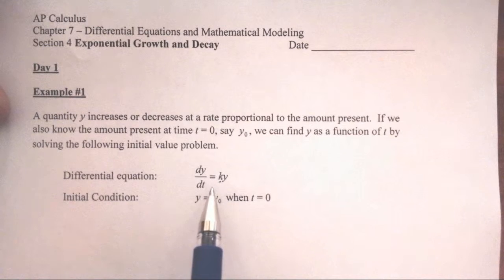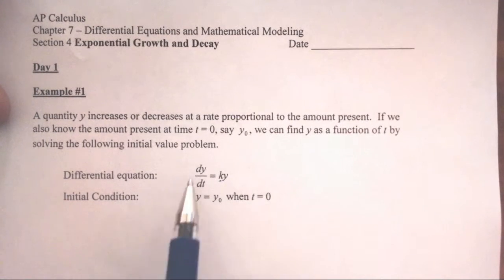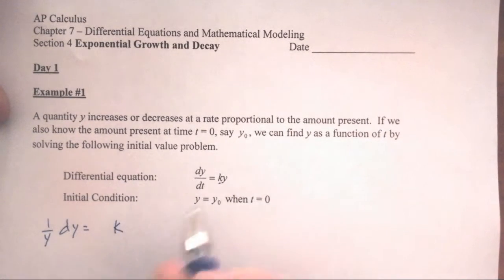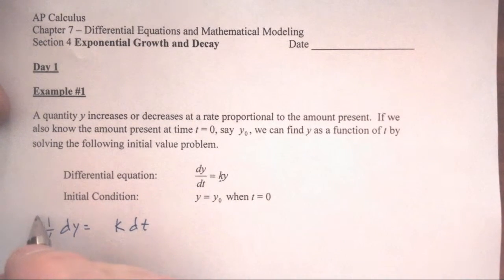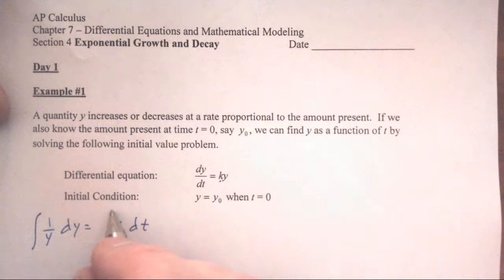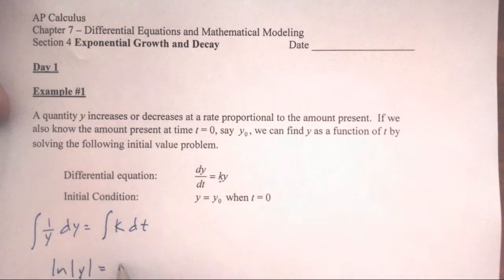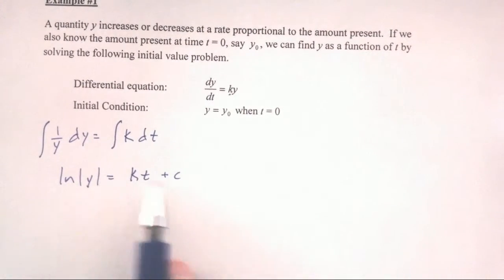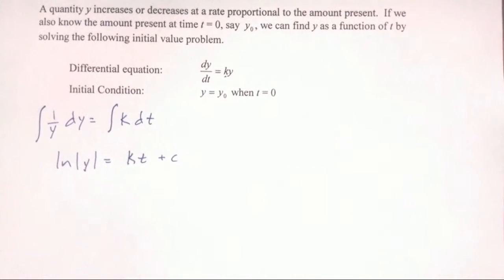If we also know the amount at time t equals 0, we can solve this initial value problem. So to solve this initial value problem, I want to group my y's with dy. So I'm going to multiply by 1 on y, leave k, multiply by dt on both sides. To eliminate our dy's and dt's, I'm going to integrate both sides, and I get ln absolute value of y equals kt plus c. Now, I could have had a plus c on the other side, but I just consolidated those into 1 plus c. They're constants.